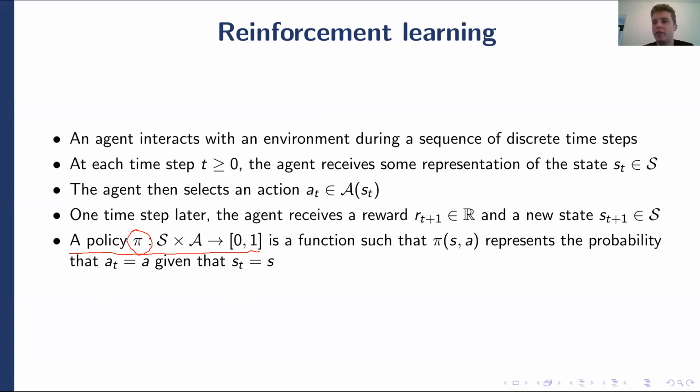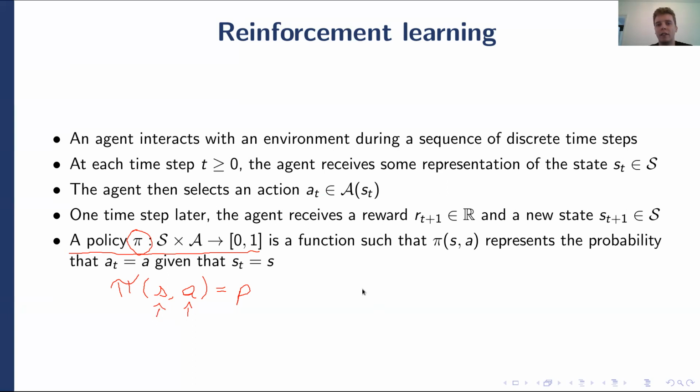So a policy simply represents how the agent behaves in the environment. Different agents may have different policies, meaning that they potentially make different decisions given the same situation. So again, a policy is a function, and it takes a state and an action, and it gives you a probability, let's write it down as P for now, for taking a specific action in a specific state.